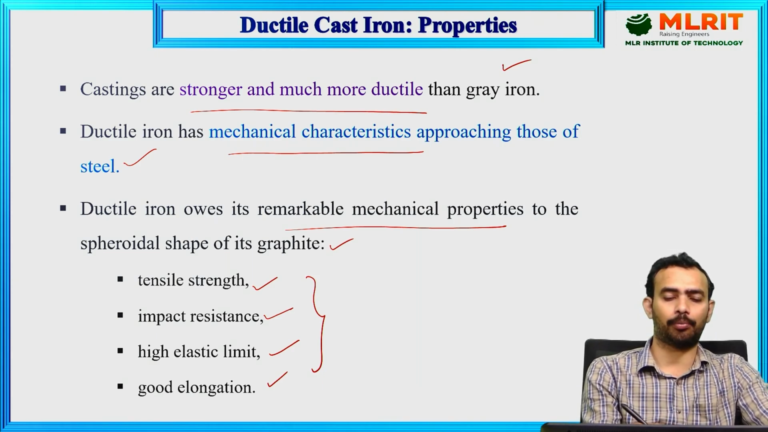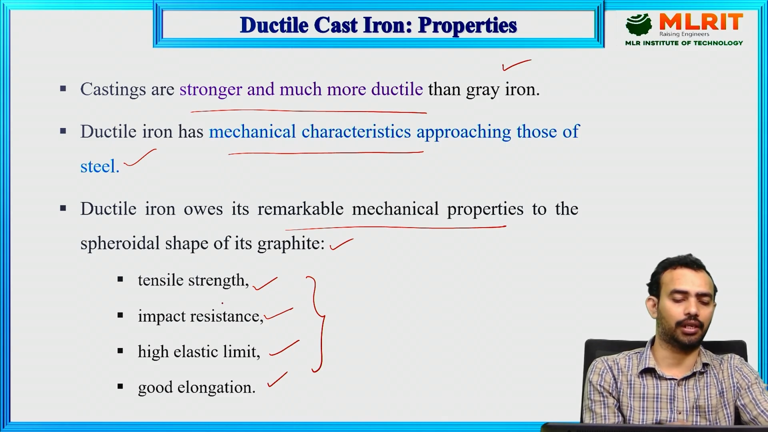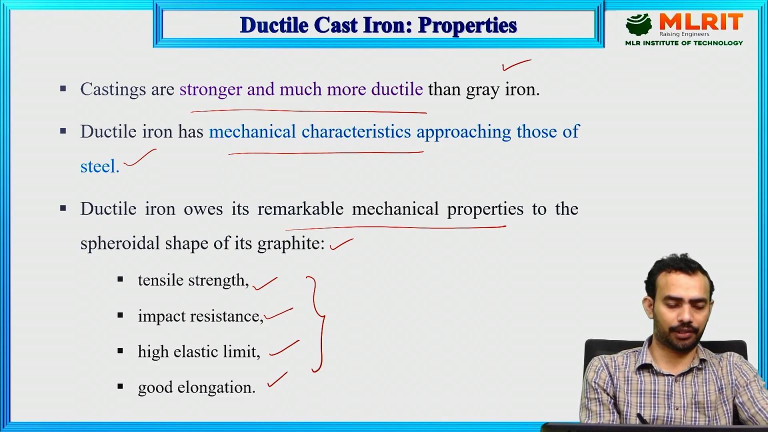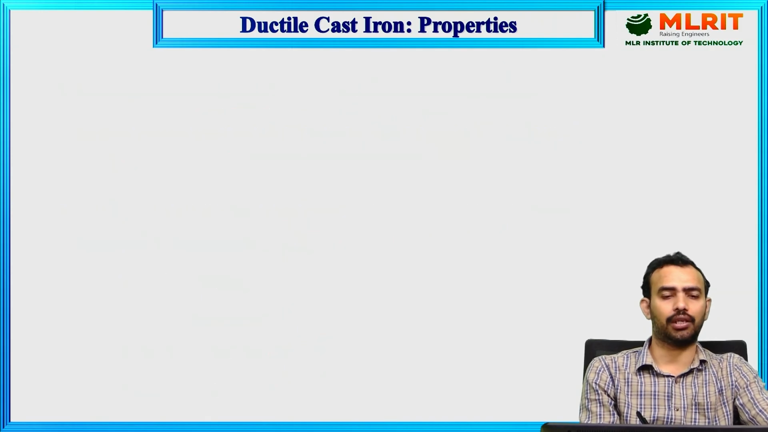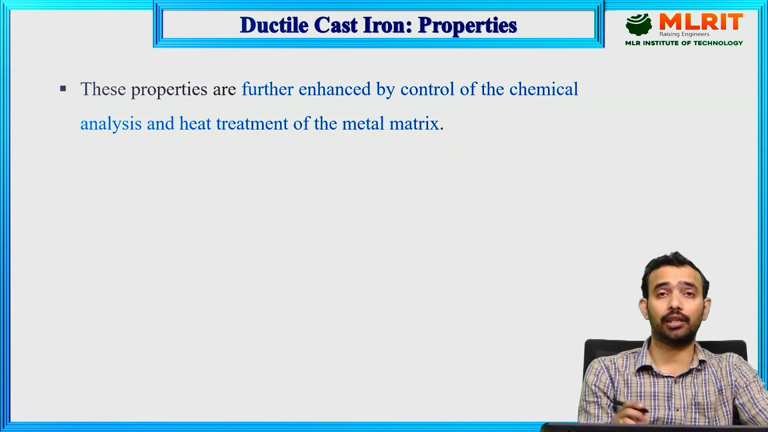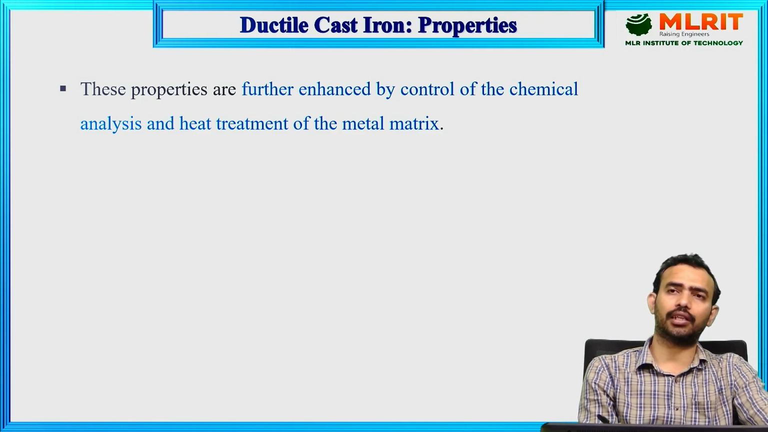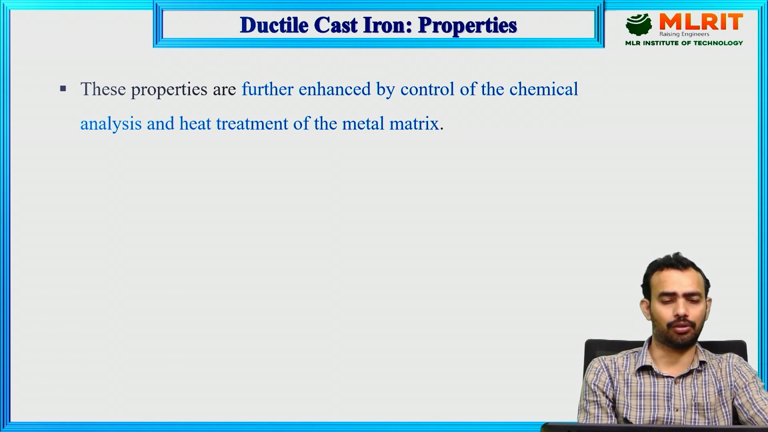So what are the properties that we are talking about? It is the tensile strength, impact resistance, higher elastic limit, and good elongation. That is all coming from the spheroidal shape of the graphite. These properties can be further controlled by the chemical analysis as well as the heat treatment of the metal matrix. They can be improved if brought into the austempered form, where it gets a bainitic structure and offers ultra high strength to the material. Through chemical analysis also it can be enhanced.